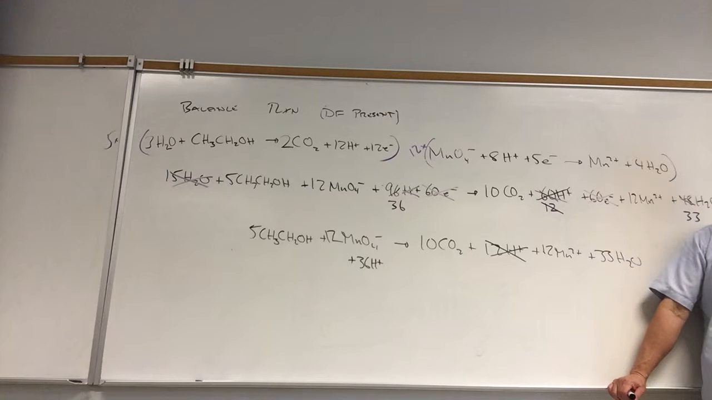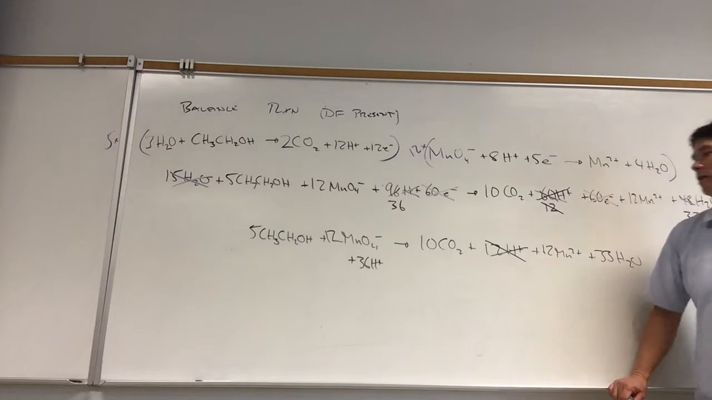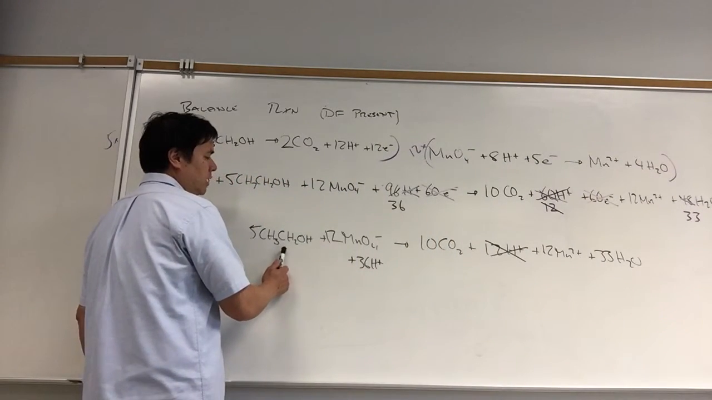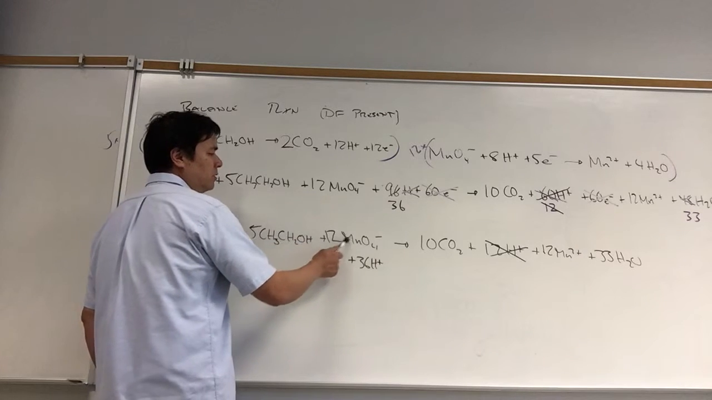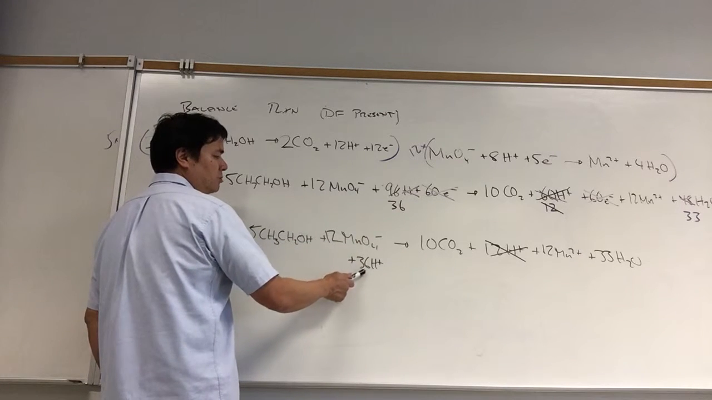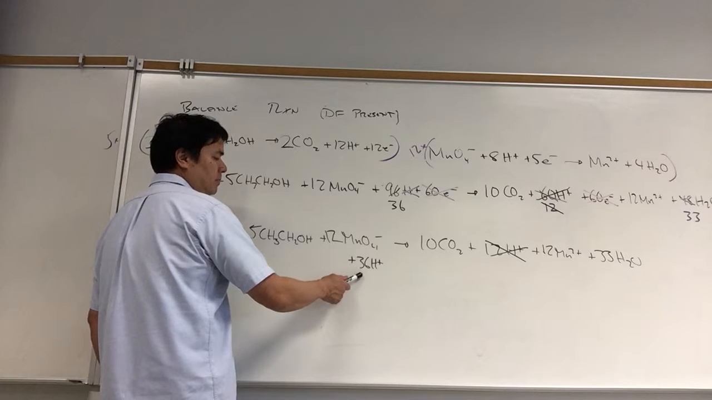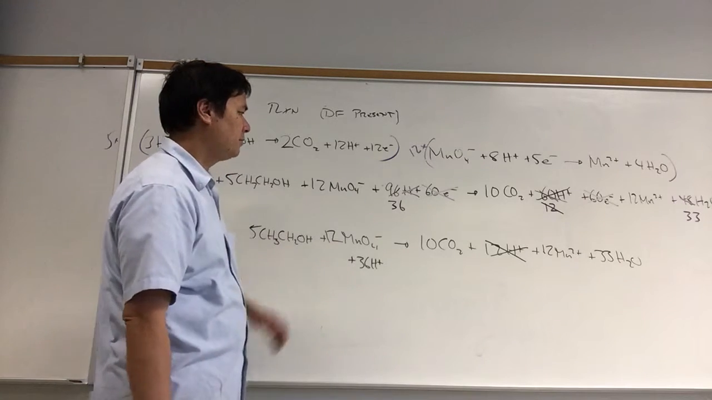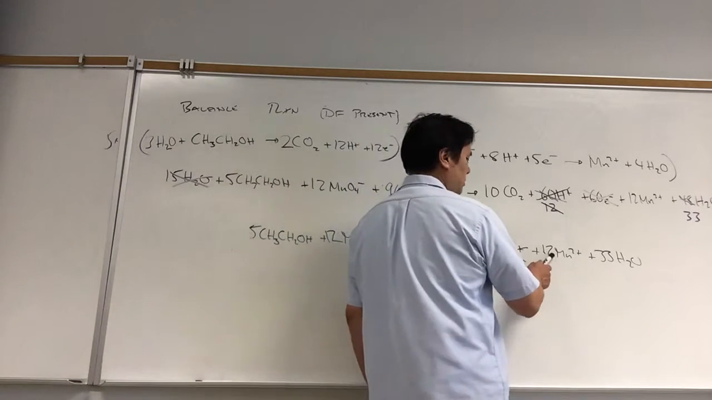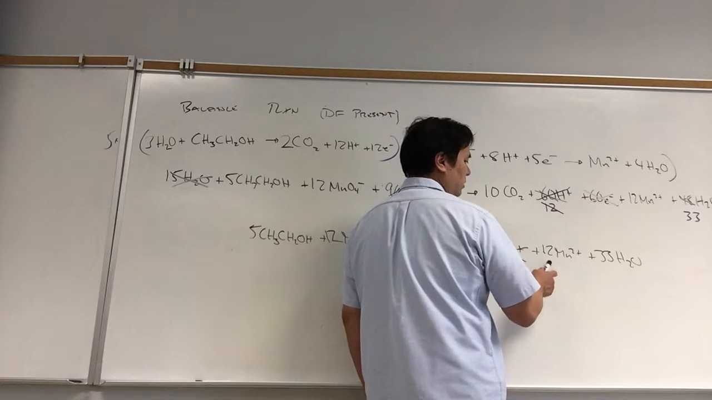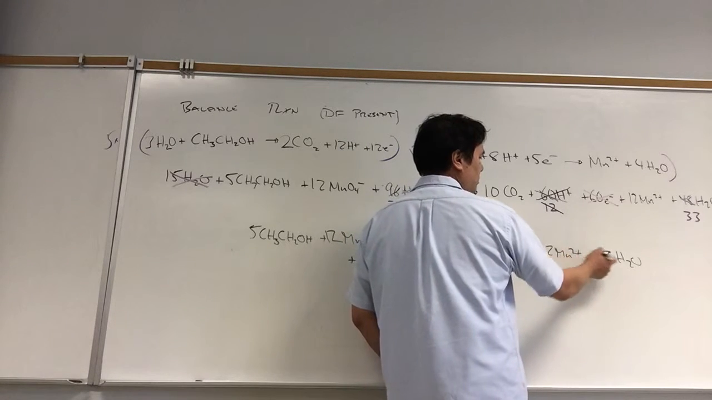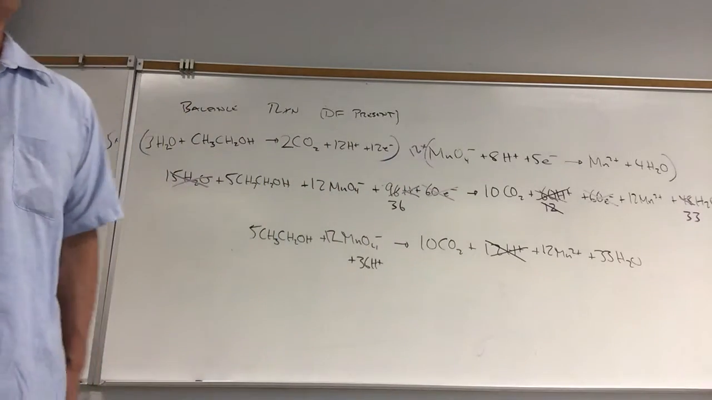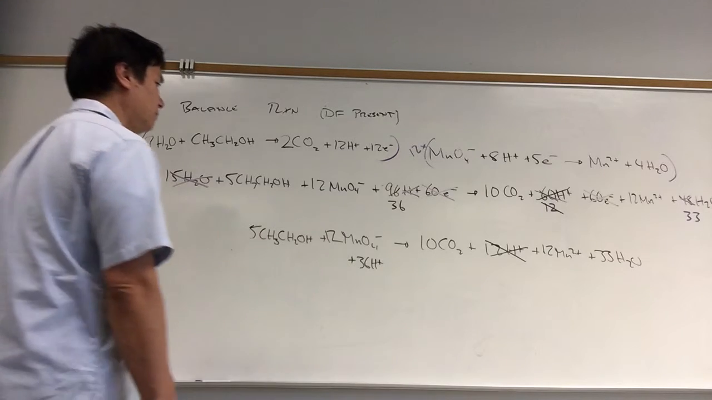That checks out. And then I have to check the charge balance to make sure the charges add up equally on both sides. So this is 5 times 0. This is 12 times minus 1, which is minus 12. Minus 12 plus 36 would be 24, plus 24 on the left. This is 0. This is 12 times plus 2, which is plus 24. This is 0. So plus 24 on the left, plus 24 on the right, and it looks good.